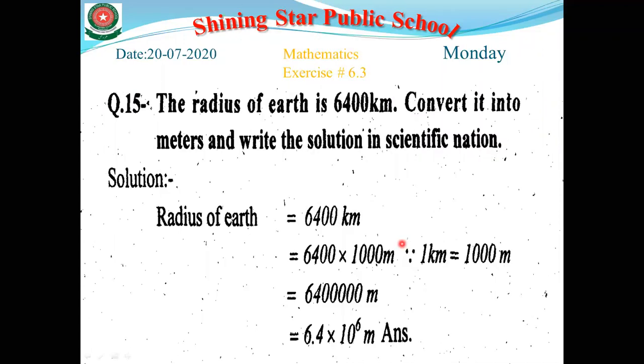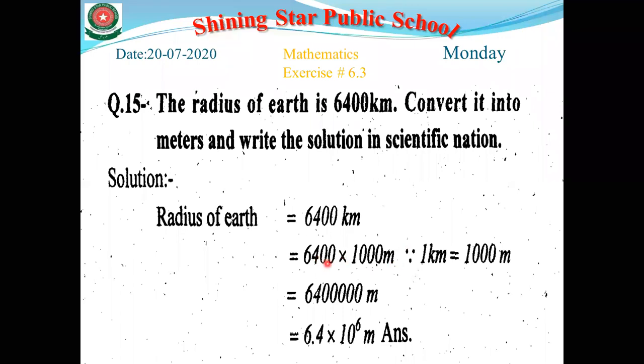The radius of the earth is 6400 kilometer. Convert it into meters and write the solution in scientific notation. Okay, the radius of earth is 6400 kilometer. Okay, we know that 1 kilometer is equal to 1000 meter. So first of all, we change kilometer into meter. So we write 1000 meter.